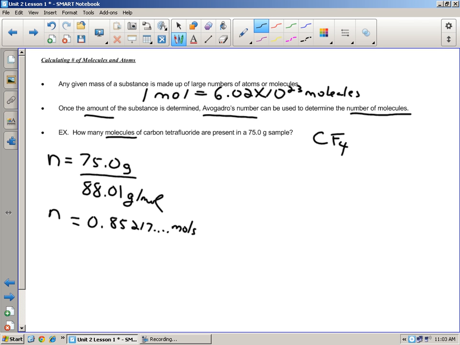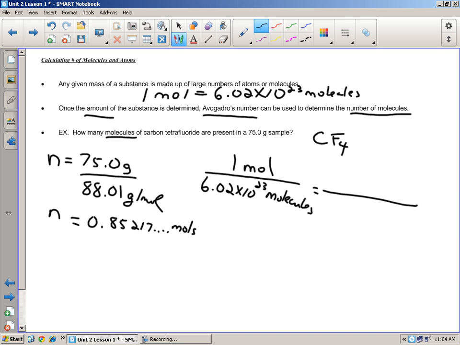I know that if I had one mole of anything, could be carbon atoms, could be carbon tetrafluoride molecules, I would have 6.02 times 10 to the 23 molecules. I like using equivalent fractions, or as my dad used to call it, ratio and proportion. One mole is 6.02 times 10 to the 23 molecules.